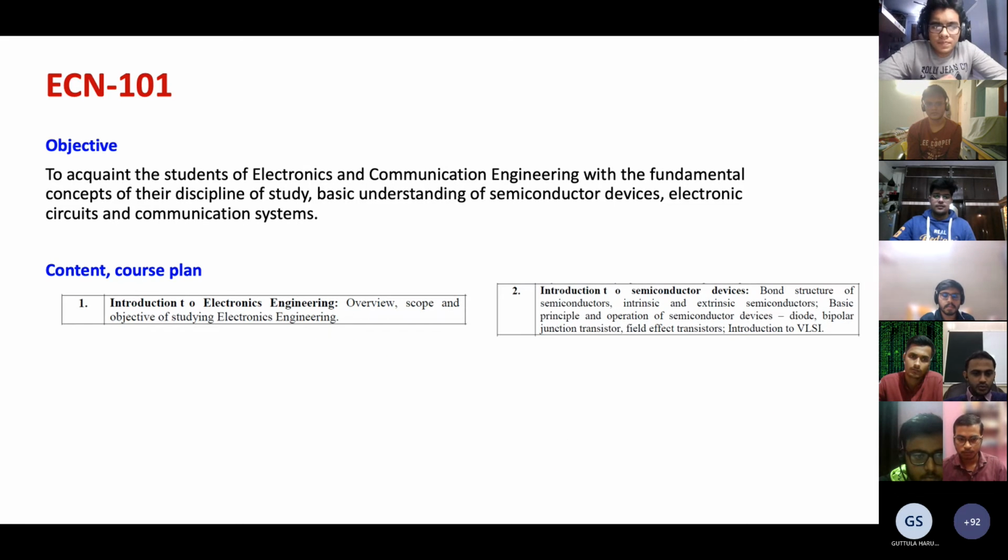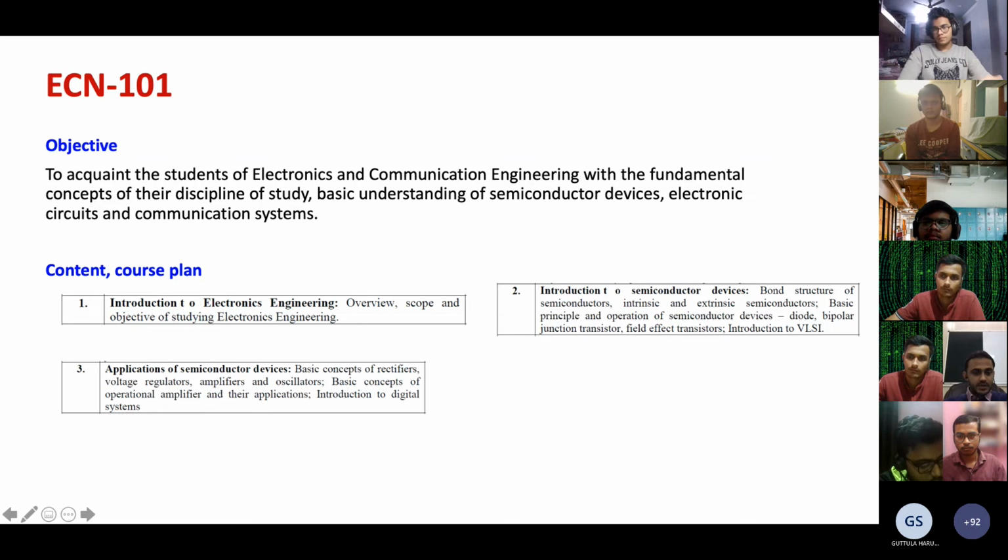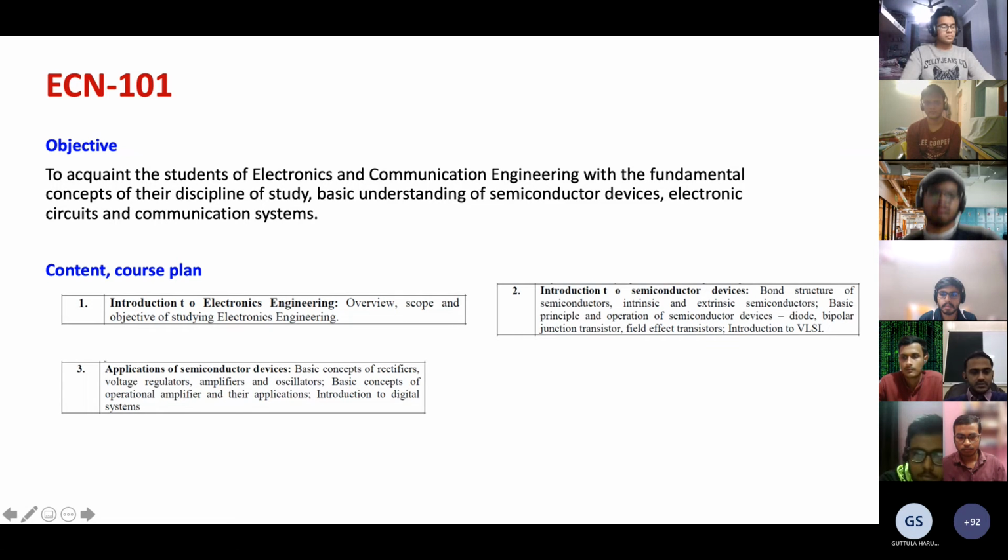The first part of the course will be about the overview of electronics and communication engineering. In the second part, I will introduce basic semiconductor devices, and you might already have studied some of those devices in your 12th class or during your JEE preparation. But just to put things in perspective, I will discuss the basics of semiconductor physics and basics of semiconductor devices so that we can build from there and have advanced discussions later on or in other courses. The third part of the course will be about the application of semiconductor devices.